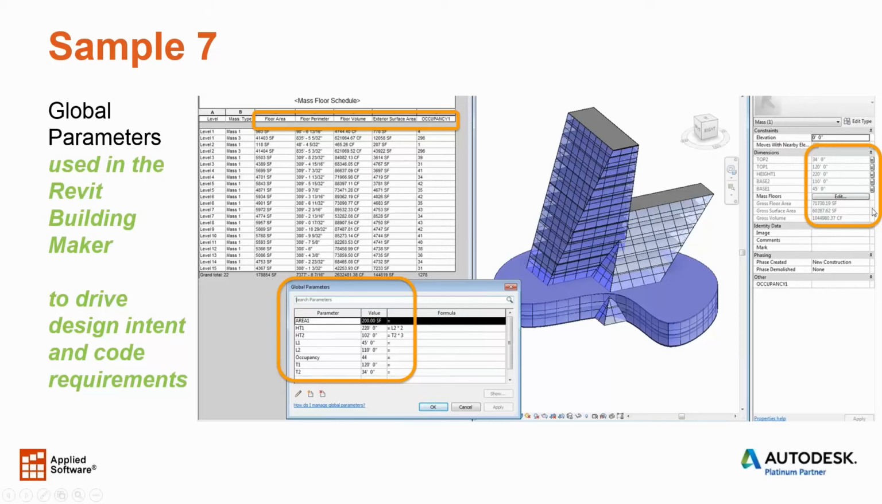On the right side of the screen, I've linked those mass parameters to the global parameters, which means that you can have two masses. Each one of them has its own set of parameters, and they're linked together to the global parameters, and they share the same global parameters.